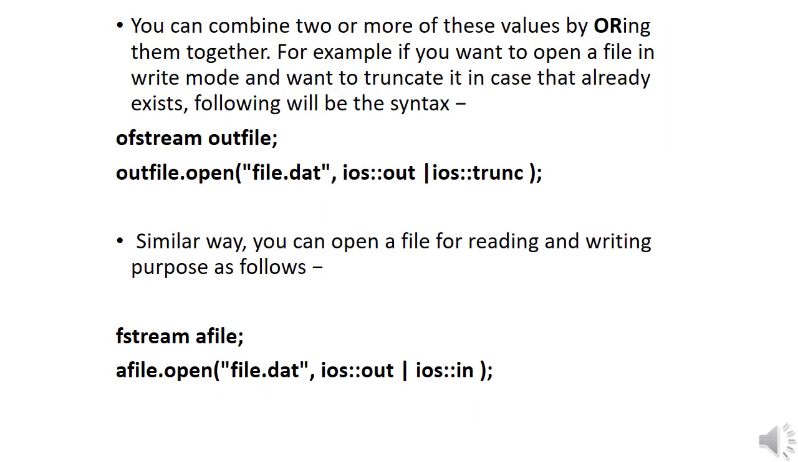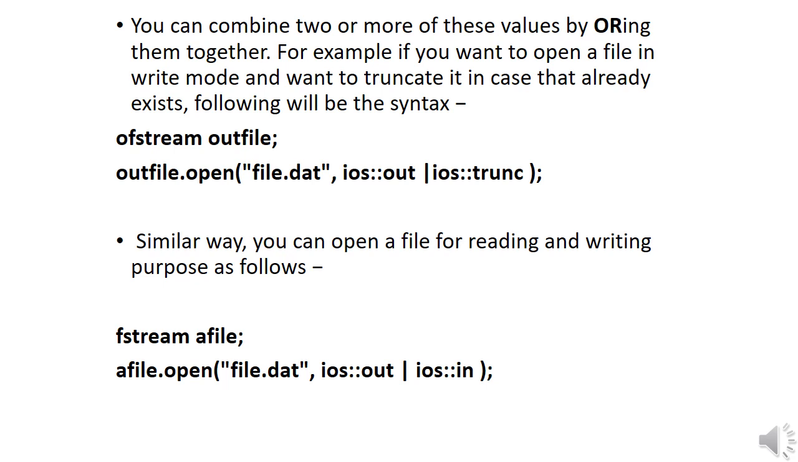If you want to open a file for more than one purpose, you can combine 2 or more of these values by ORing them together. For example, if you want to open a file in writing mode and you want to truncate it in case it already exists, the syntax for doing the same is you have to create an object of ofstream first. The syntax is ofstream outfile, that is the object name. Then that object name dot open, that is the function name.